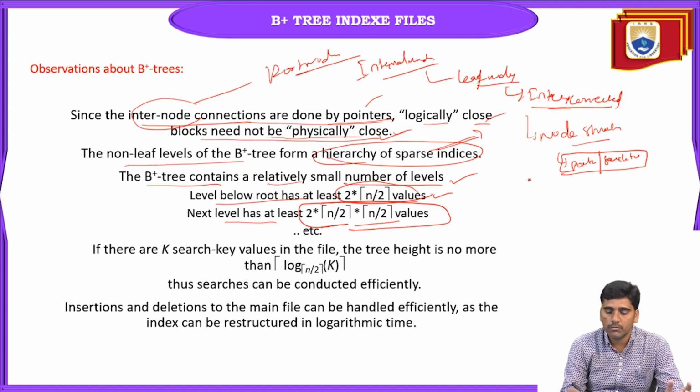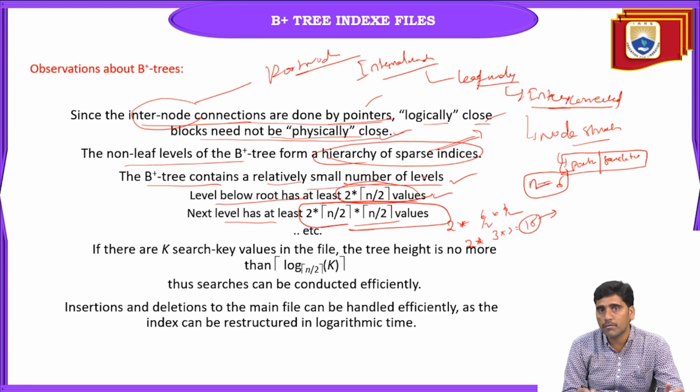That means if a node has 6 as the number of internal nodes, then it must have 2 into 6 by 2 into 6 by 2. That is 2 into 3 into 3, so at least 18 values have to be presented. So it contains a relatively small number of levels.